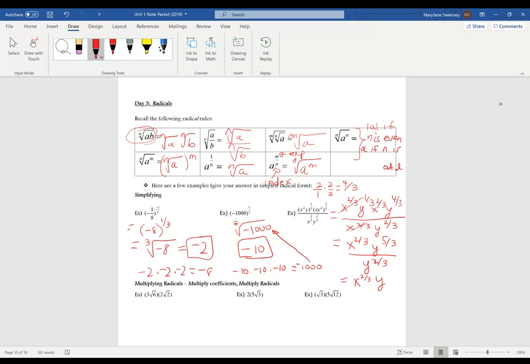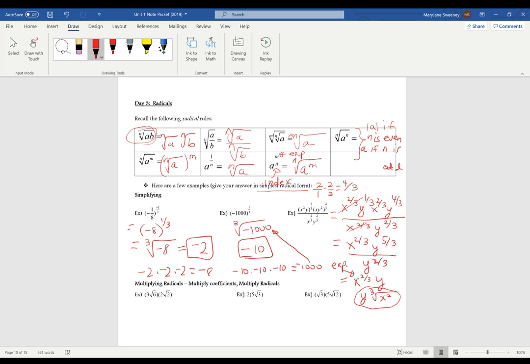So this is my answer. Now it all depends. This said give your answer in simplest radical form. So if we want to give this in radical form, the y is going to stay out in front. This is going to be the cubic root of x squared. Sometimes it might say leave it in exponential form. This would be exponential. This is the one I have circled, your radical form.